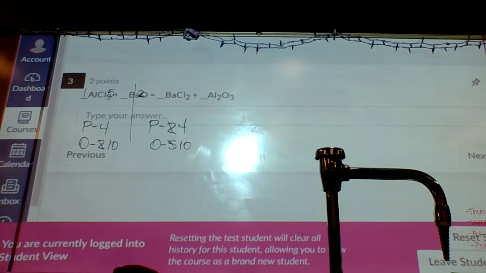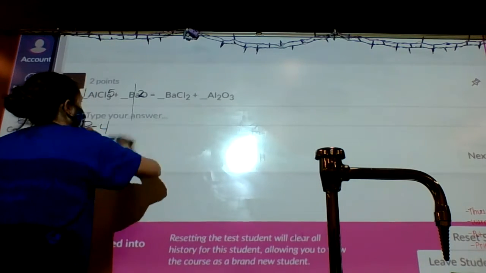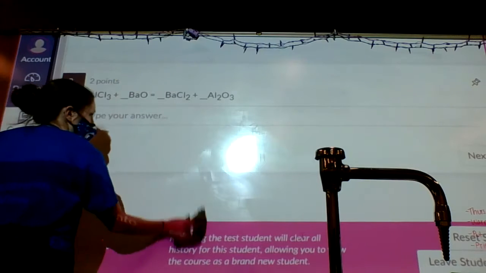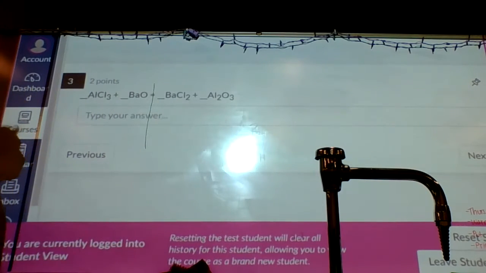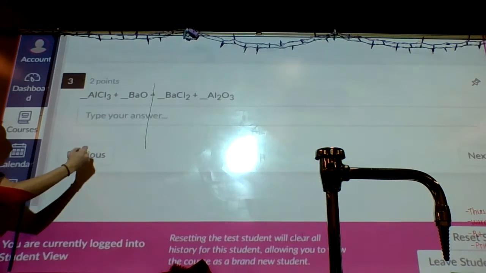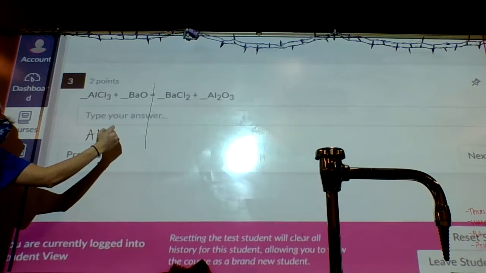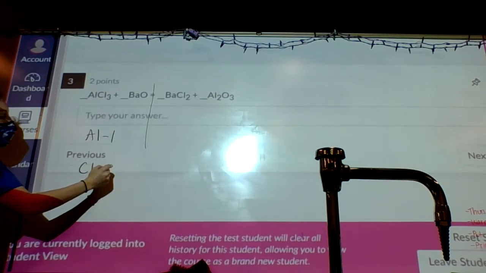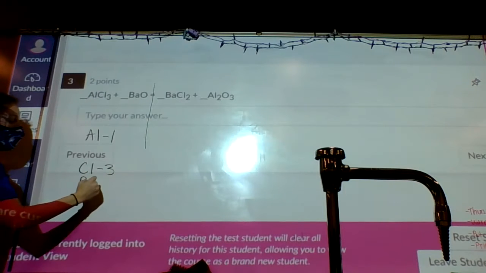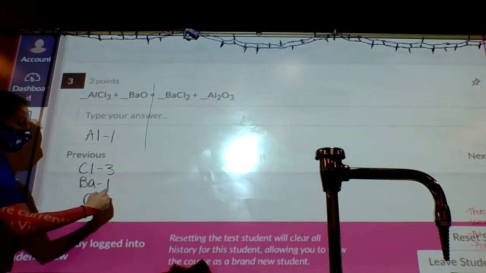Alright, number 3. Kind of gets a little bit longer. But we're going to go through the exact same process. Nothing's changed. Split my sides through my equal sign or my arrow. So now I have Al, I have one of those. Cl, I have how many? 3. Ba, 1. O, 1.